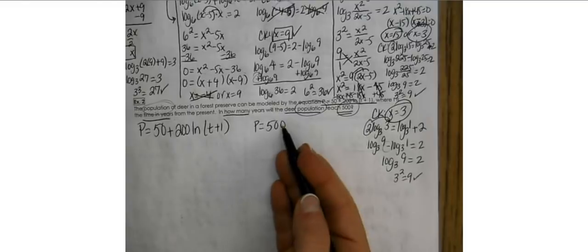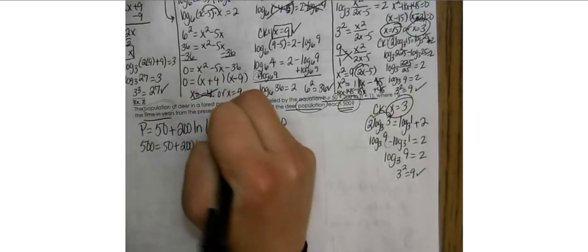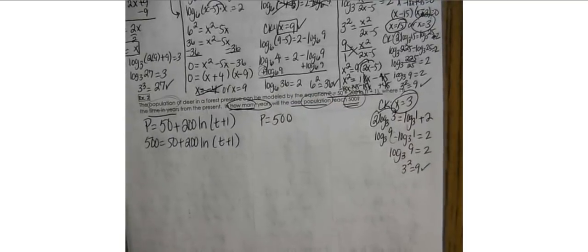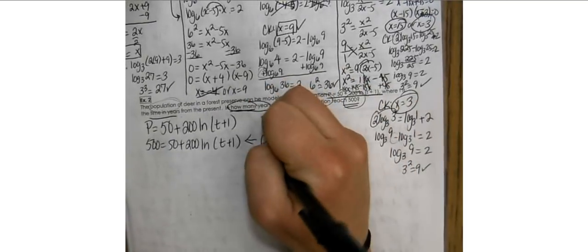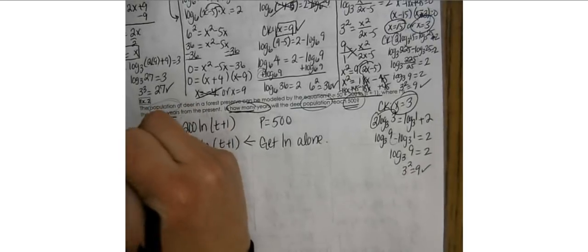So I'm going to substitute 500 in for P, and I'm going to solve for t, because we want to figure out how many years, how long will it take. So I'm going to write 500 is equal to 50 plus 200 times the natural log of t plus 1. Since this is a logarithmic equation, I need to get the natural log alone. So I'm going to start off by subtracting 50 on both sides. And I end up with 450 is equal to 200 times the natural log of t plus 1.